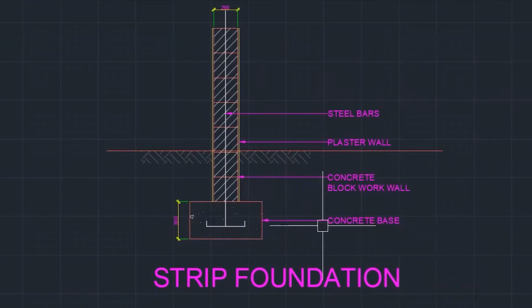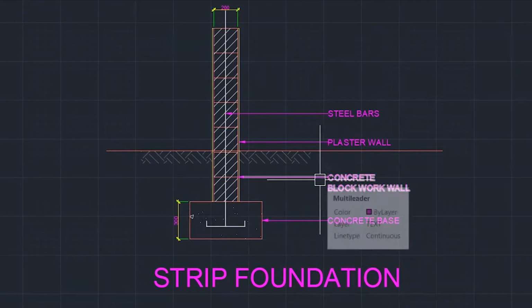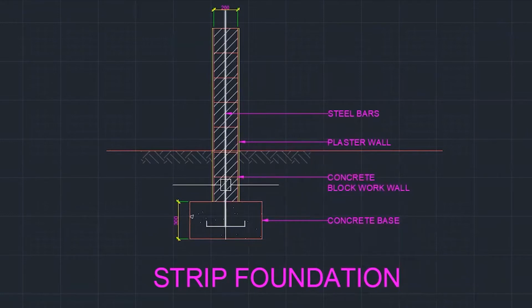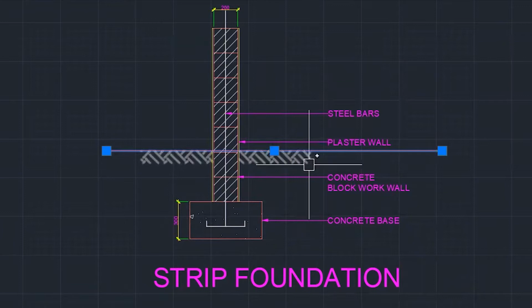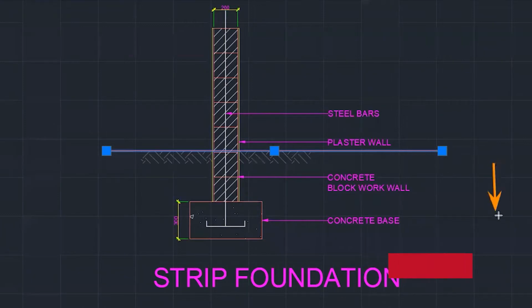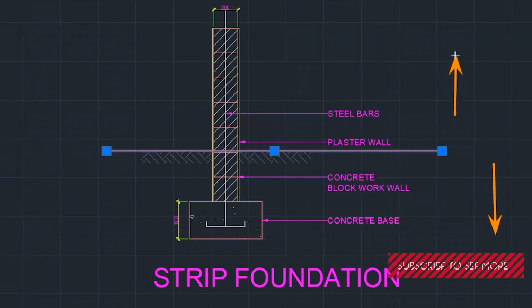Concrete base is at the bottom, and then there's concrete block work, which consists of the same blocks that I was just showing you. We stack these on top of each other. This line here refers to the ground level. So that means everything that is underneath this line would be underground, and everything above this line would be above ground. So that's how to read this drawing.